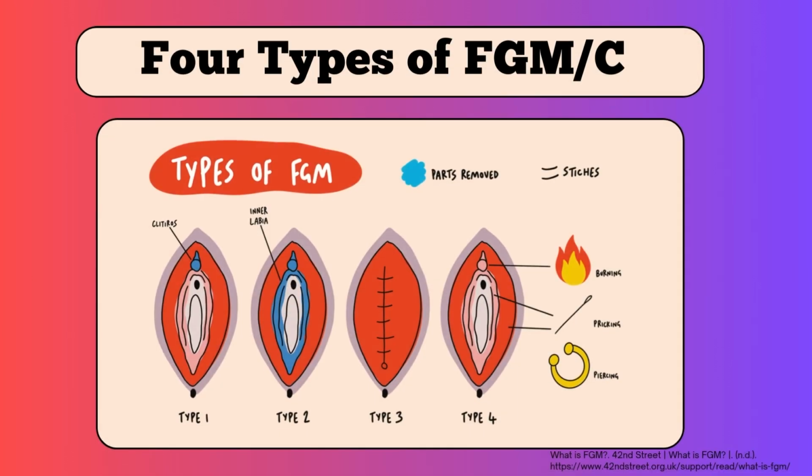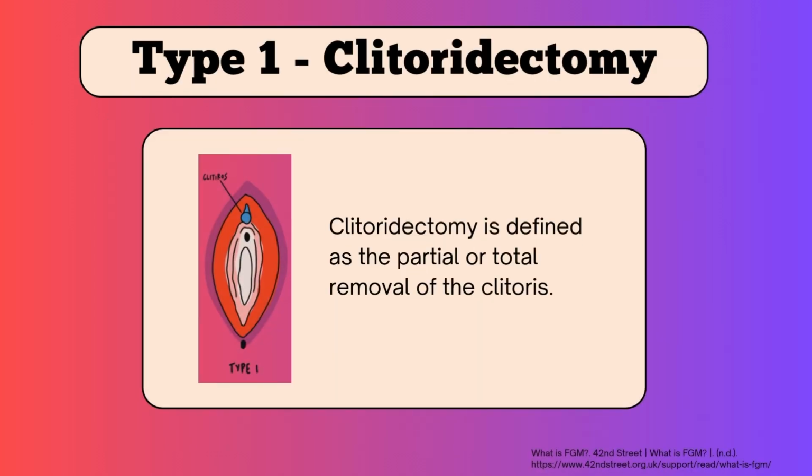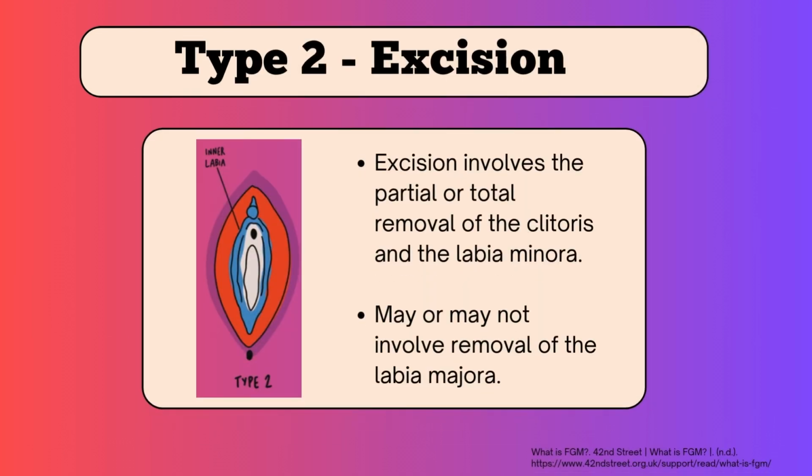There are 4 types of FGMC. Each type of FGMC is different, but some types cause more physical trauma than the others. All forms of FGMC are abuse and have lasting physical and psychological impacts. Type 1 FGMC is the clitoridectomy. Clitoridectomy is defined as the partial or total removal of the clitoris. Type 2 FGMC is excision. Excision involves the partial or total removal of the clitoris and the labia minora. Excision may or may not involve removal of the labia majora.